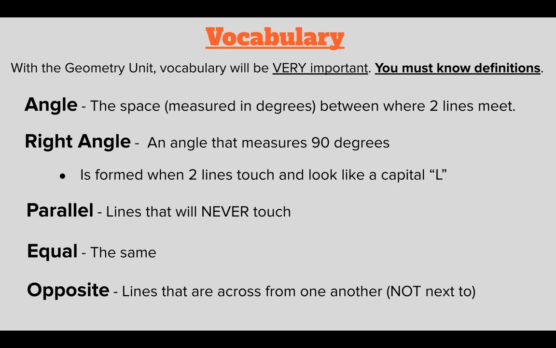Parallel. Parallel are lines that will never touch. They will go on and on forever in each direction and never touch. Those lines are parallel. Equal. Equal means the same. Opposite. Lines that are across from one another, not next to.